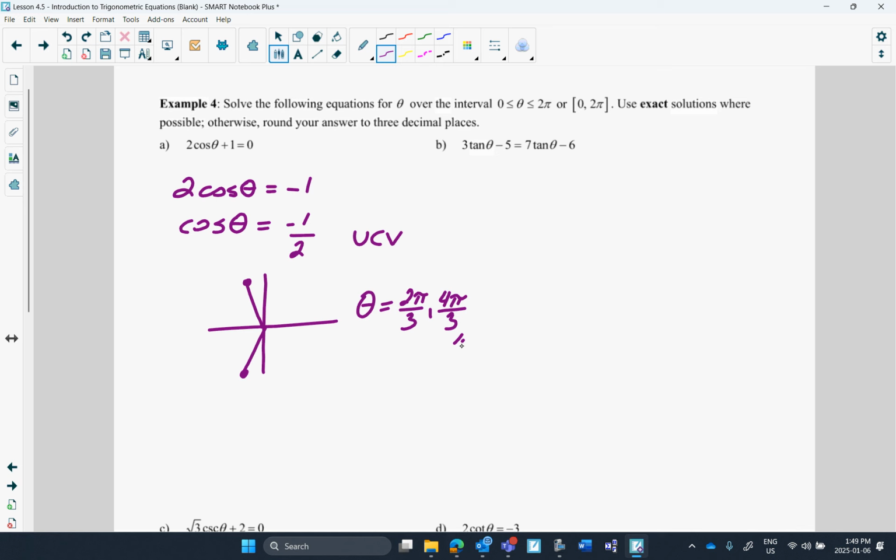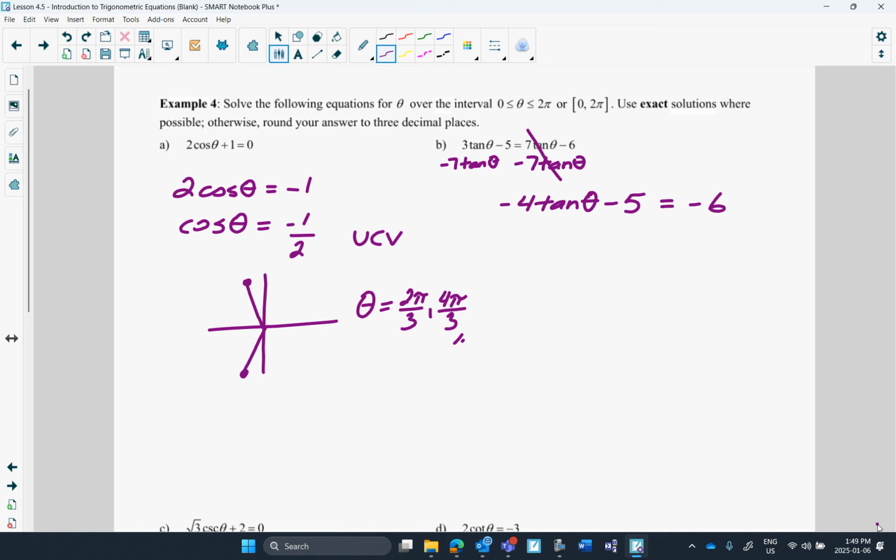I got some work to do. First of all, I got to bring the tan thetas together, so I'm going to subtract both sides by 7 tan theta. Those cancel out on the right. 3 tan theta minus 7 tan theta is negative 4 tan theta. And I still have a minus 5 on the left, but on the right, there's only negative 6.